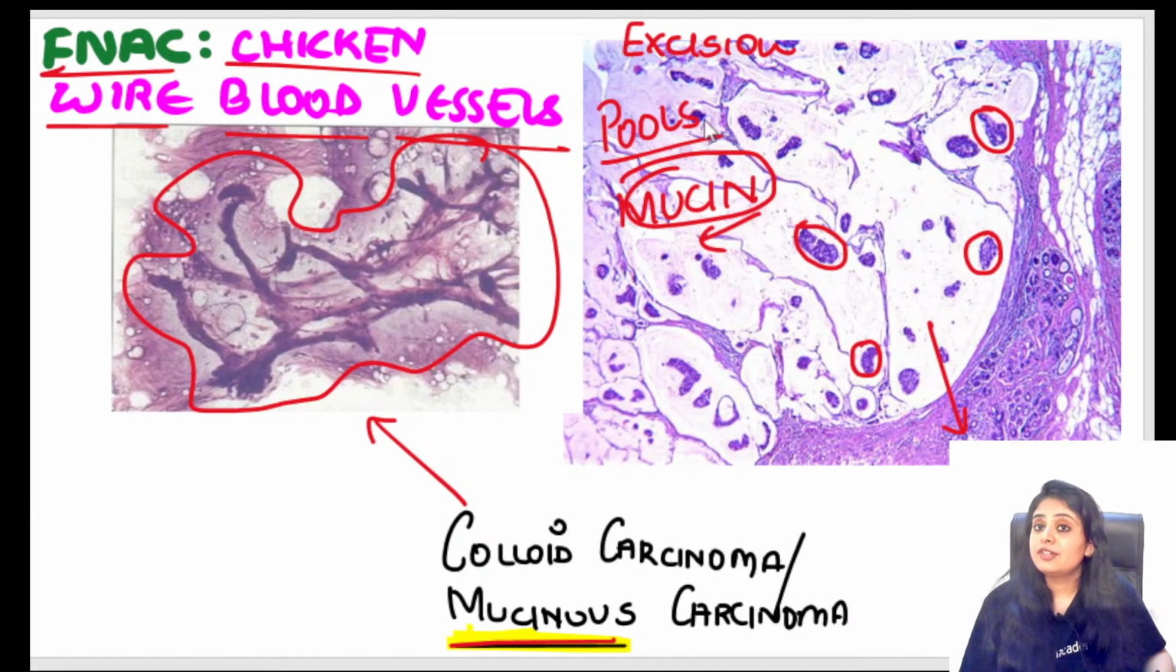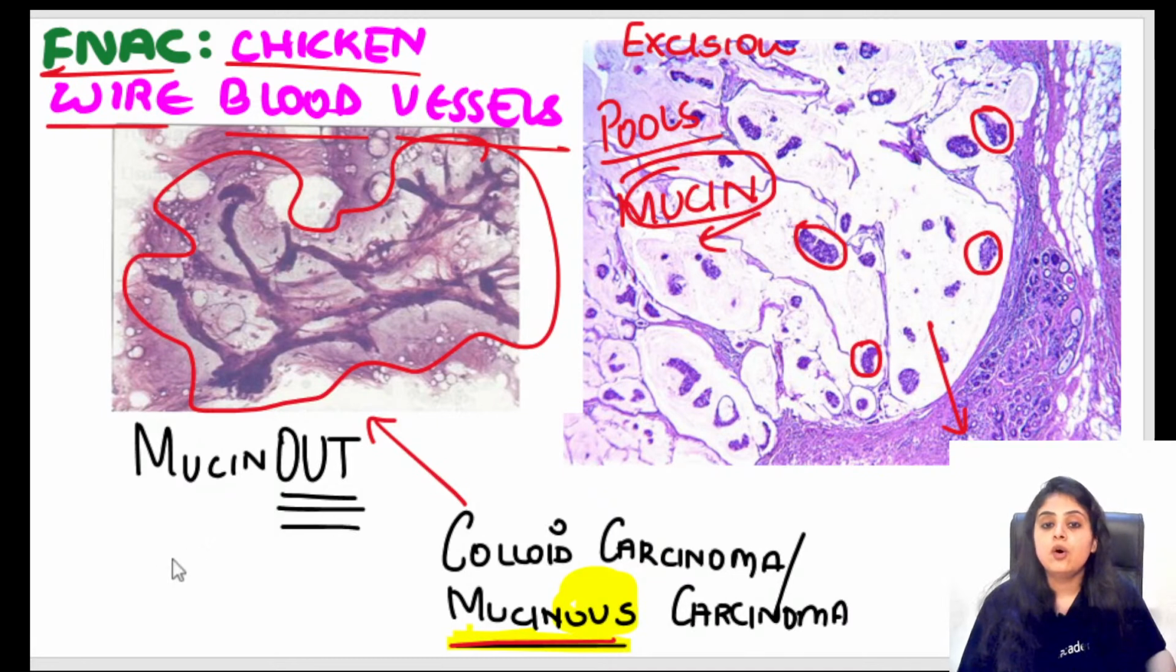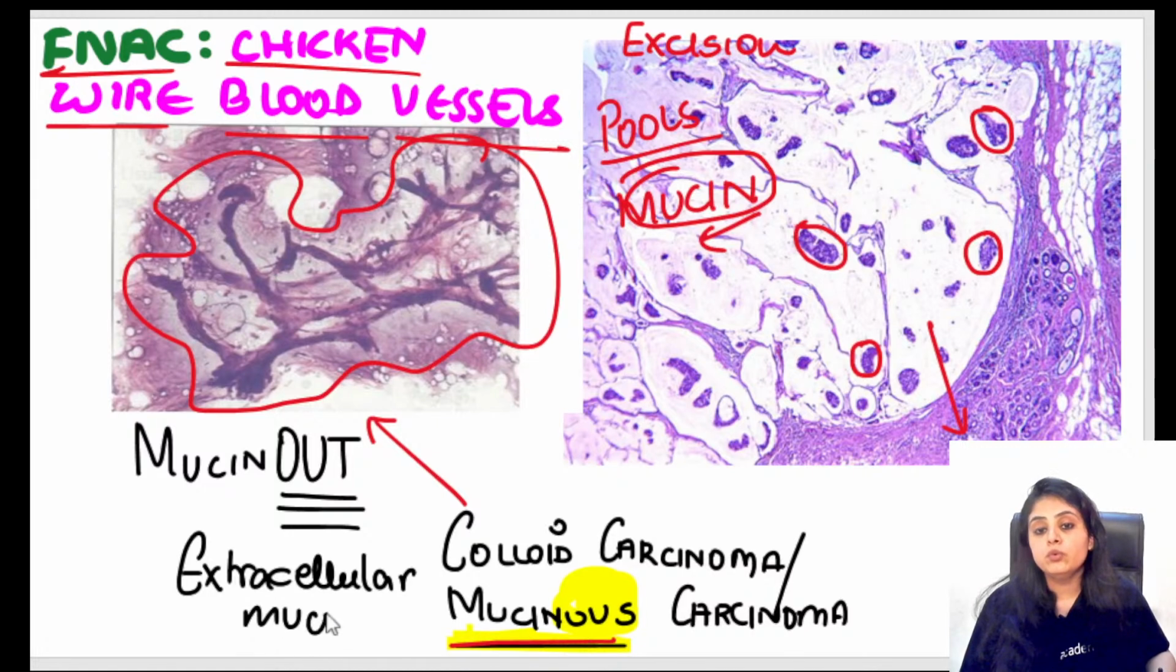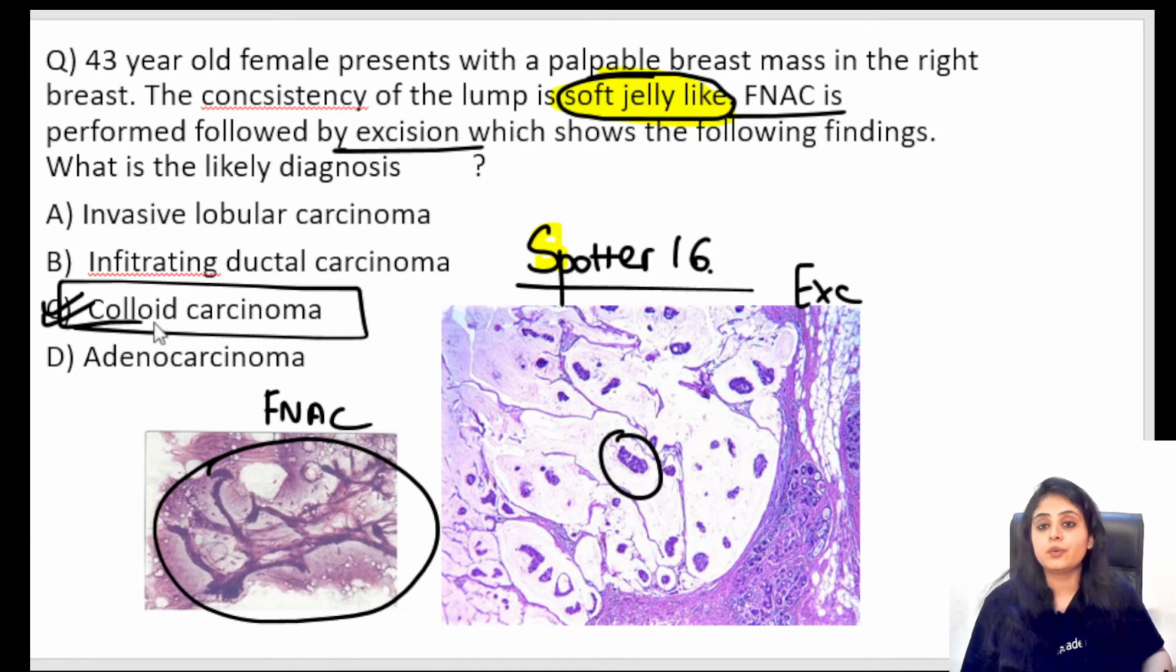So remember, extracellular. How will you remember this for the exam? Instead of learning it as mucinous carcinoma, I have learnt it as mucin out carcinoma, because that will always remind me that all the mucin is outside the cells. All the mucin is going to be extracellular. That is why there are pools of mucin present. So coming back, you could see the chicken wire blood vessels, you could see the pools of mucin. Classical case of mucinous or colloid carcinoma. Colloid is a misnomer. It has nothing to do with thyroid. Colloid is a total misnomer.